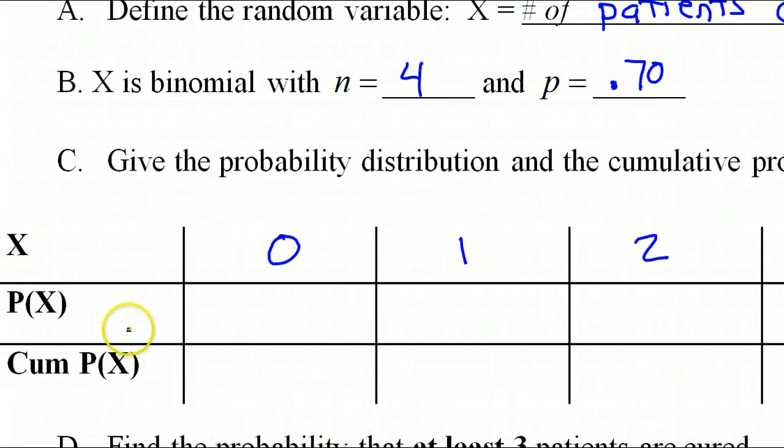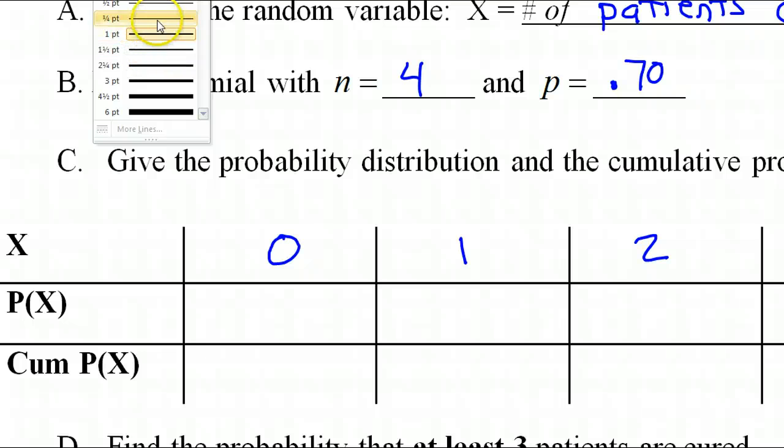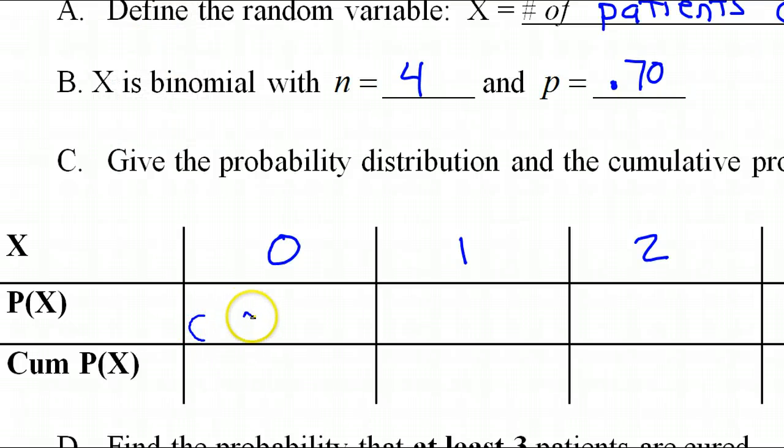Now, as far as the probability distribution, if we're using a formula, the bottom line is the formula goes like this. We always have 3 parentheses, if you recall. In the first set of parentheses, that's when we do the combo. It's going to be the total number, and then you're choosing the number of successes, which in this case is 0. In the next parentheses, we will have the success rate, 0.70.